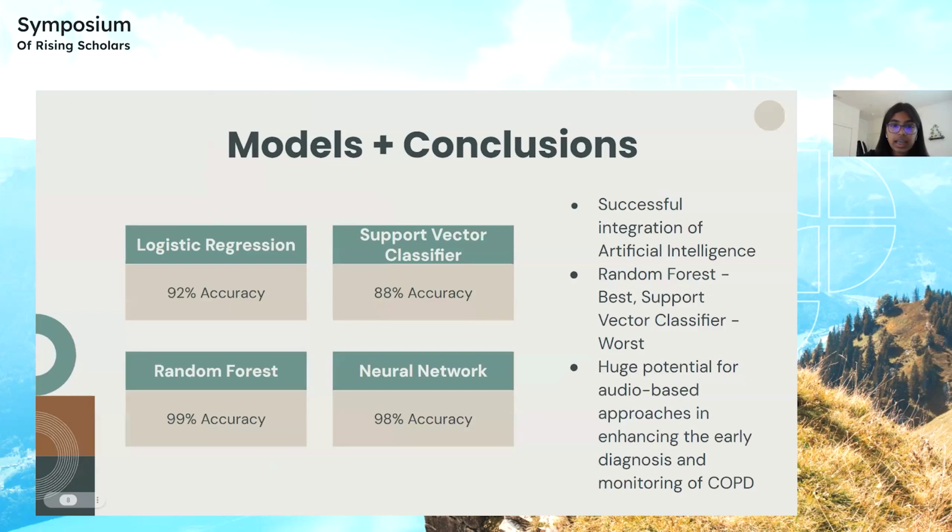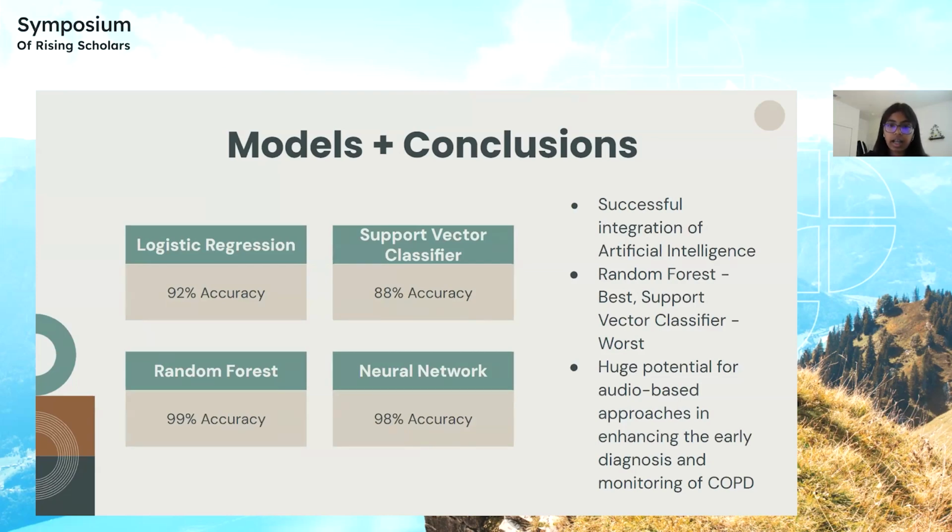Okay, so next I will go over the models and their accuracies. So in order to evaluate the models, I used different performance metrics. I have listed the accuracies here as the accuracy metric is typically recognizable, but I also used precision, recall, and F1 score.